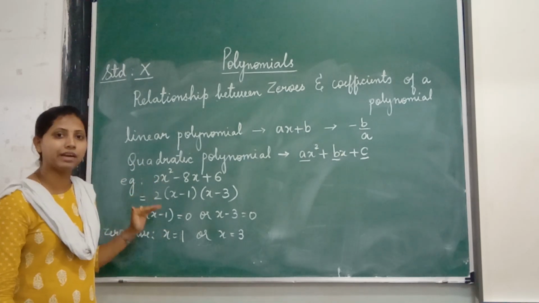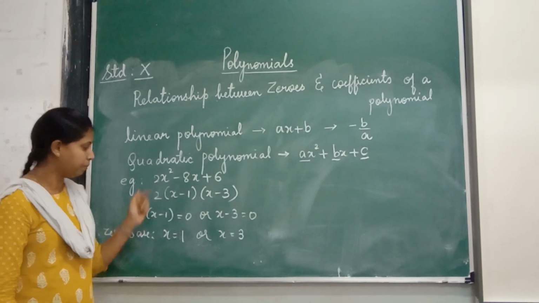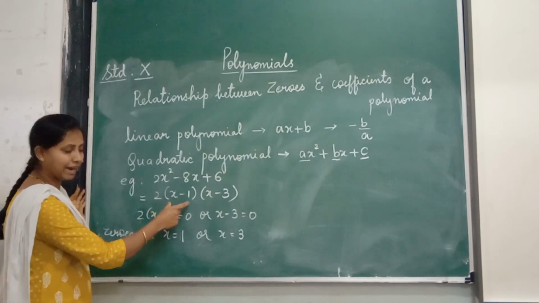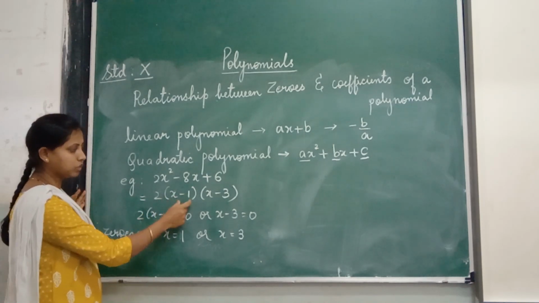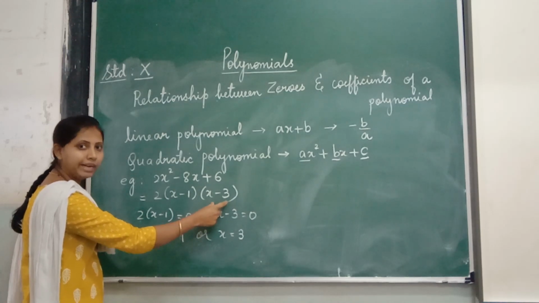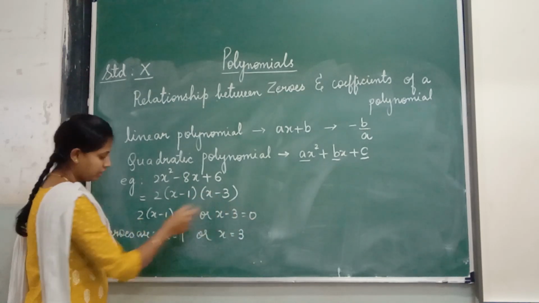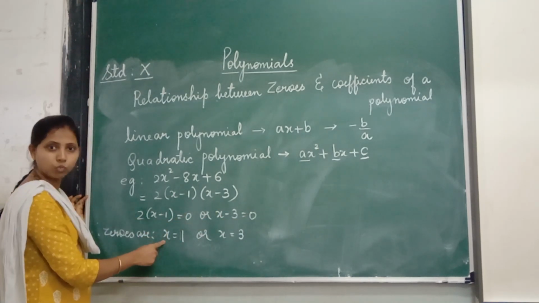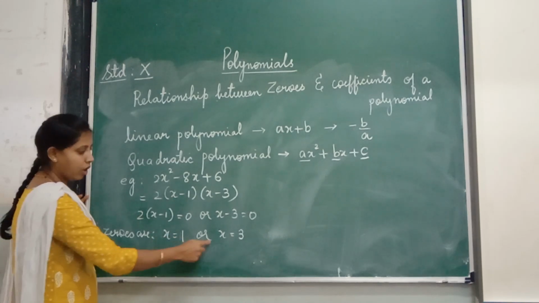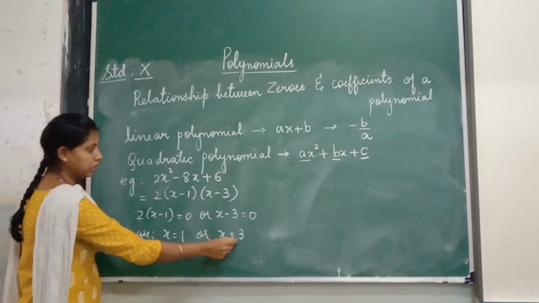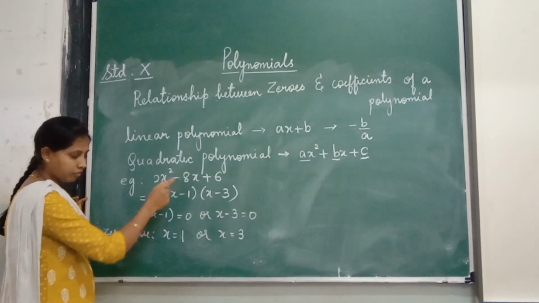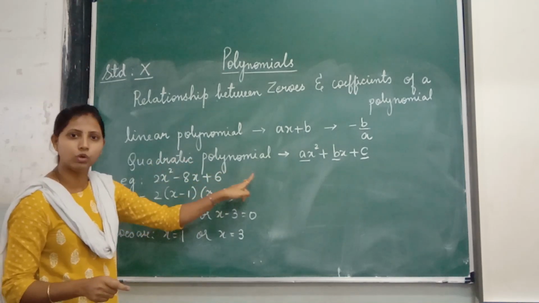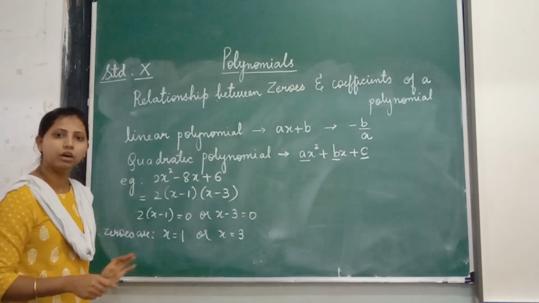How to find the factors of this you have already learned in your earlier class. If you factorize it by splitting the middle term, the factors you get are 2 into (x minus 1) into (x minus 3). To find its zeros, you have to equate it to 0. So x minus 1 equals 0 and x minus 3 equals 0. The zeros you get here are x equals 1 or x equals 3. These are the two zeros of this polynomial. If you substitute 1 or 3 in place of x, the polynomial will be equal to 0.